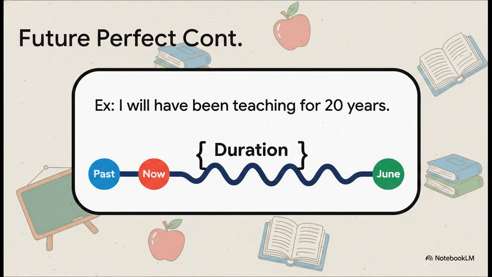And that brings us to one of the least used but arguably most sophisticated tenses in the entire English language, the future perfect continuous. Look at this example. By June, I will have been teaching for 20 years. It perfectly brings together a future time, a continuous activity, and a duration. It beautifully illustrates an ongoing process leading right up to a specific future milestone.